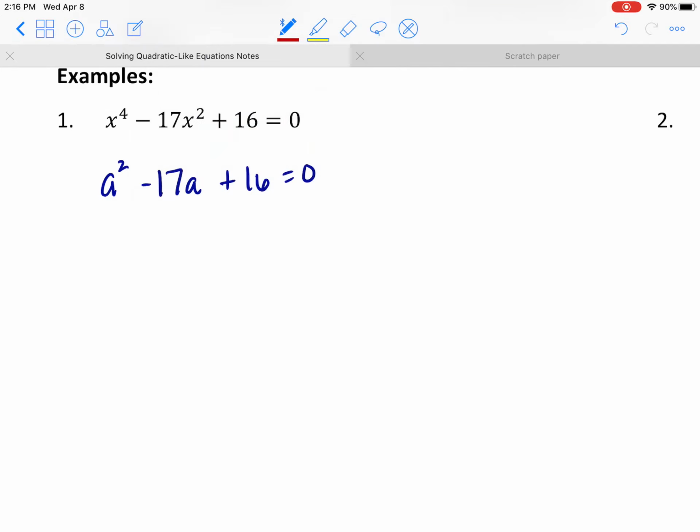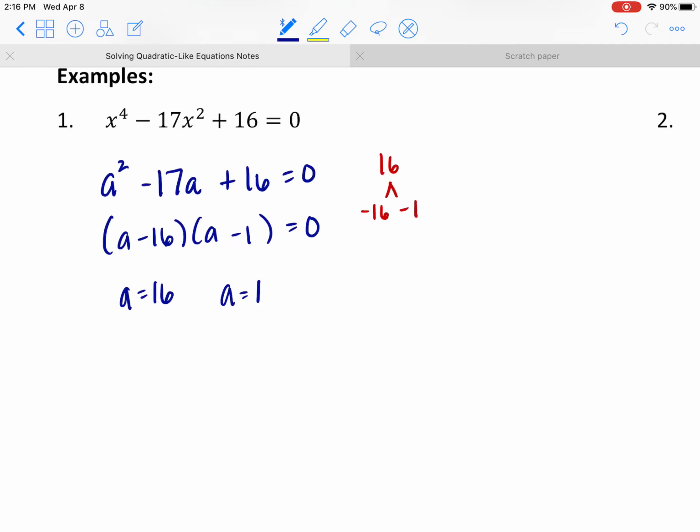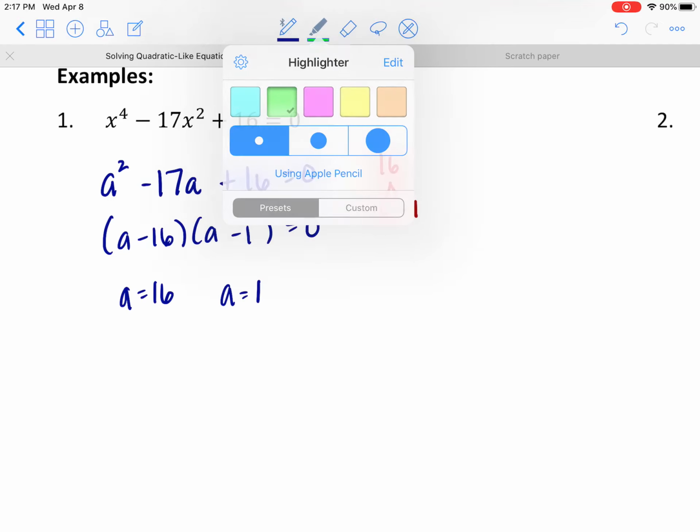Okay, so I'm just rewriting it as a quadratic by replacing the first variable with a squared and then the second variable with a to the first. Okay, every time. Don't change the coefficients, don't change the constant. Now we have a quadratic that we can solve, and we're going to be able to solve by factoring. The factors of 16 that make negative 17 would be negative 16, negative 1. So this is going to factor into a minus 16 and a minus 1, which means one of our solutions for a is 16, and then our other solution for a is 1.